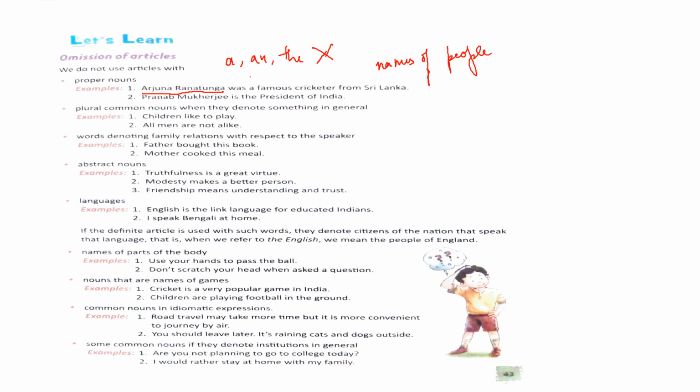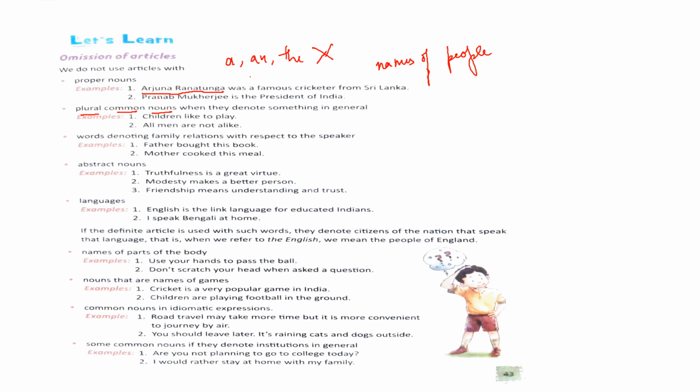We cannot say "the Pranab Mukherjee" or "a Pranab Mukherjee." That would be incorrect because it is the name of a particular person. The second rule is that we cannot use articles with plural common nouns when they denote something in general, right?